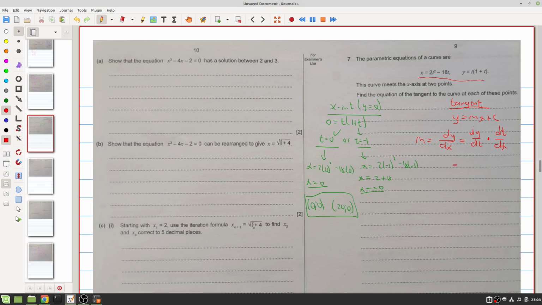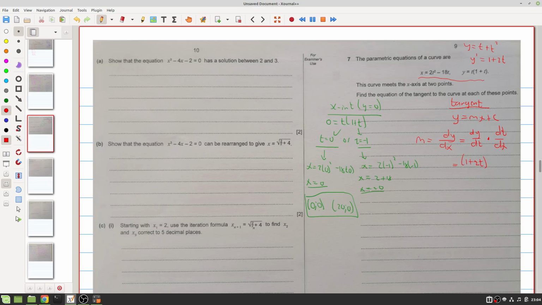Okay, so dy/dt, so just differentiate y with respect to t. So let's first rewrite this as t plus t squared, if we multiply the t in. So that's what y equals. If we differentiate that, differentiating t is 1, differentiating t squared is 2t. So dy/dt is going to be 1 plus 2t.